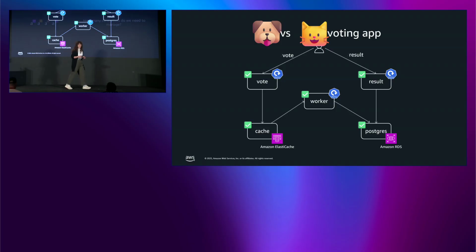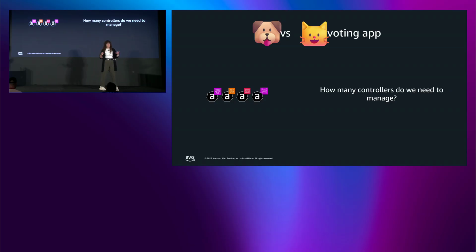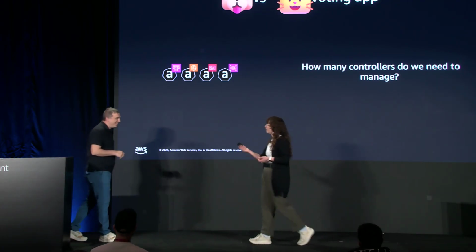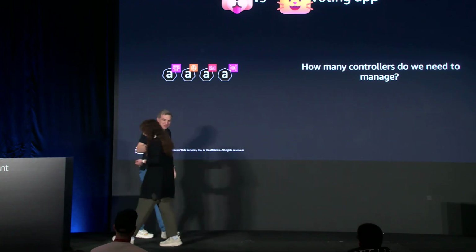But I do have one question. Now I need to have a lot of controllers, right? How many controllers do we need? We need a controller for EKS. We need a controller for IAM. We need a controller for VPC. We need controllers for everything, and also the Kubernetes controllers. So Preto, how many controllers do you think that we need to have? Very good question, Shani.